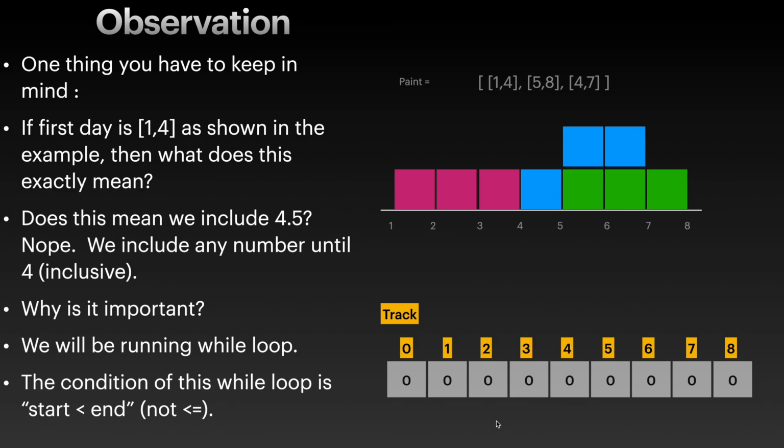But we need to have a condition for the while loop, and our while loop condition will be start is less than end. So this is our condition here, and notice that this is not less than or equal to. This is the key part, because 1,4 means 4.1, 4.2 cannot be included, so it should be start is strictly less than end. So that's something that you have to keep in mind. I think that was the tricky part.